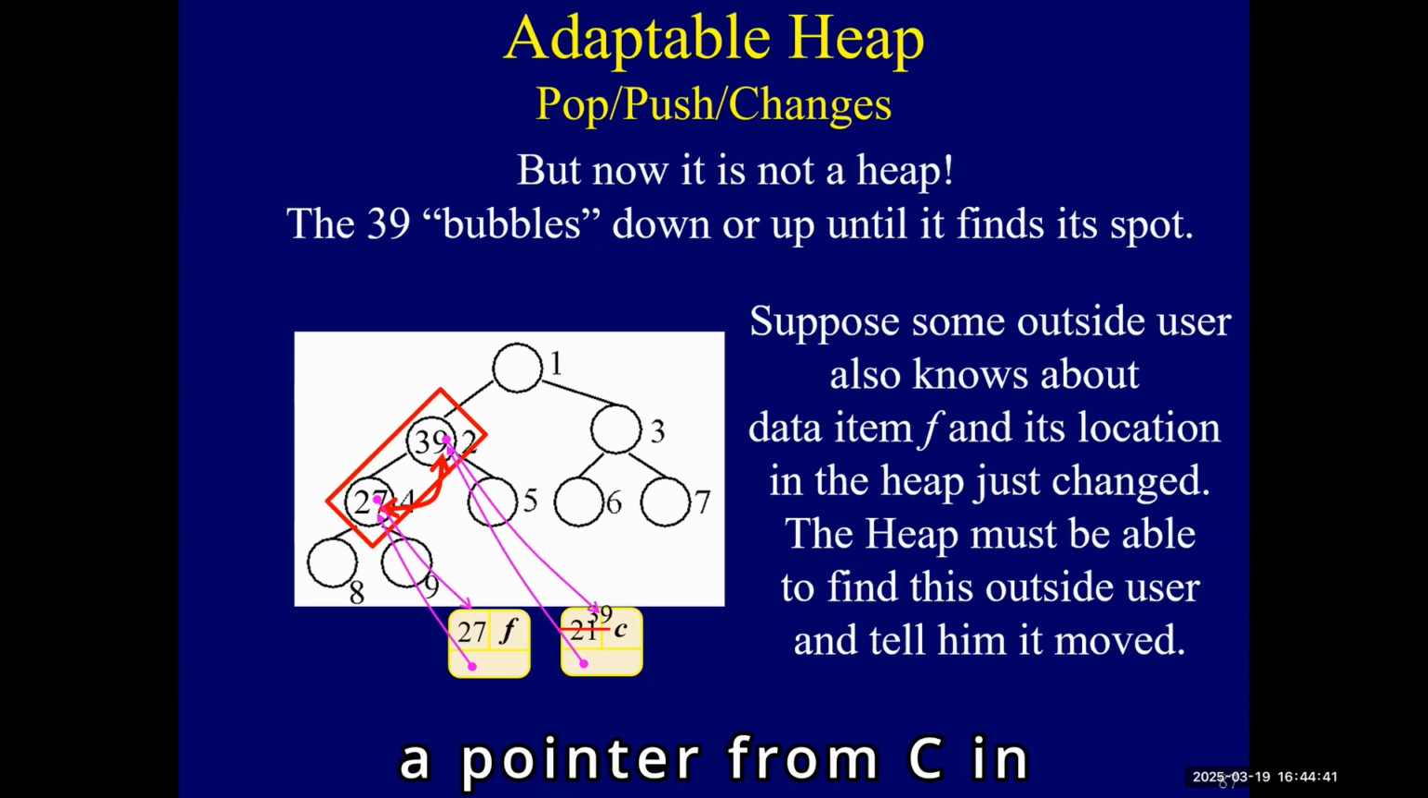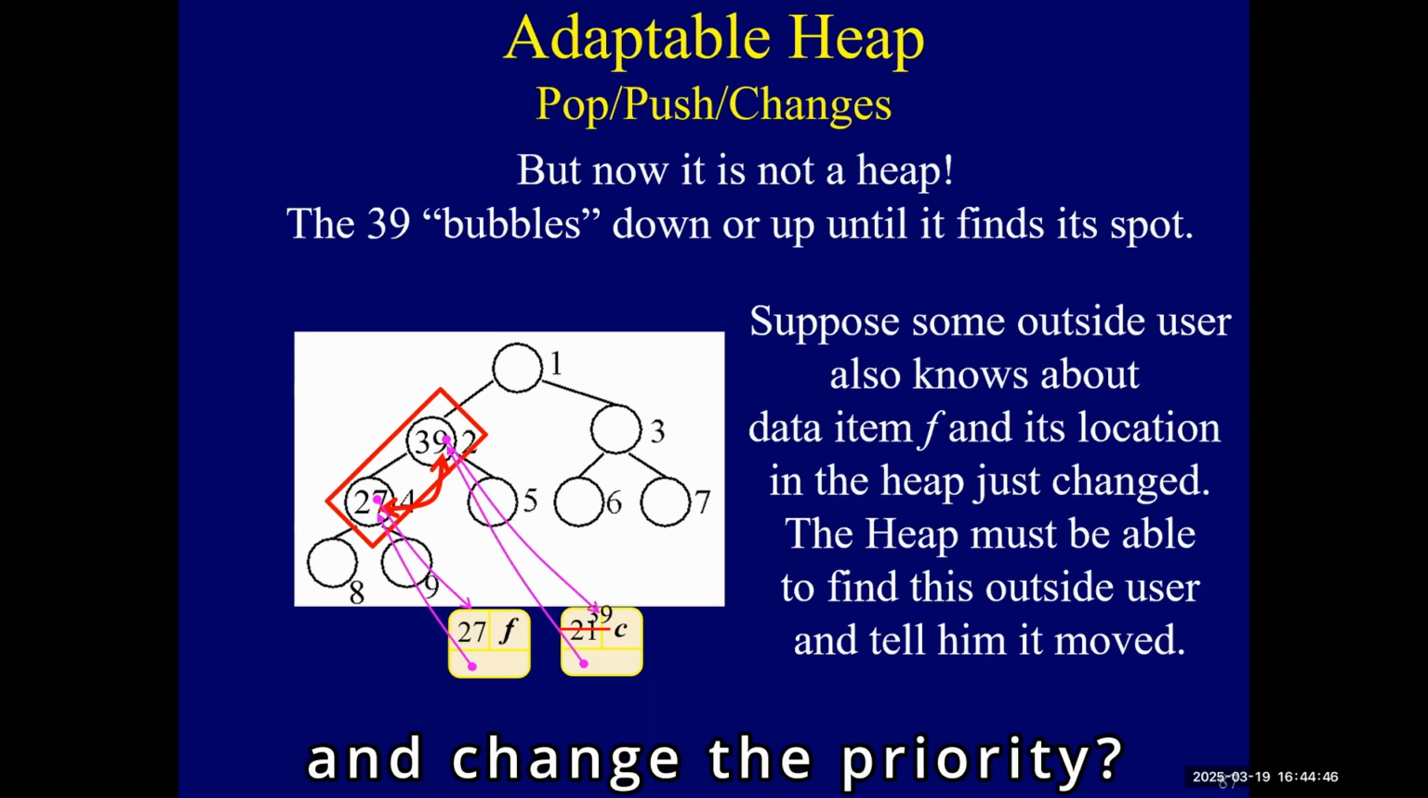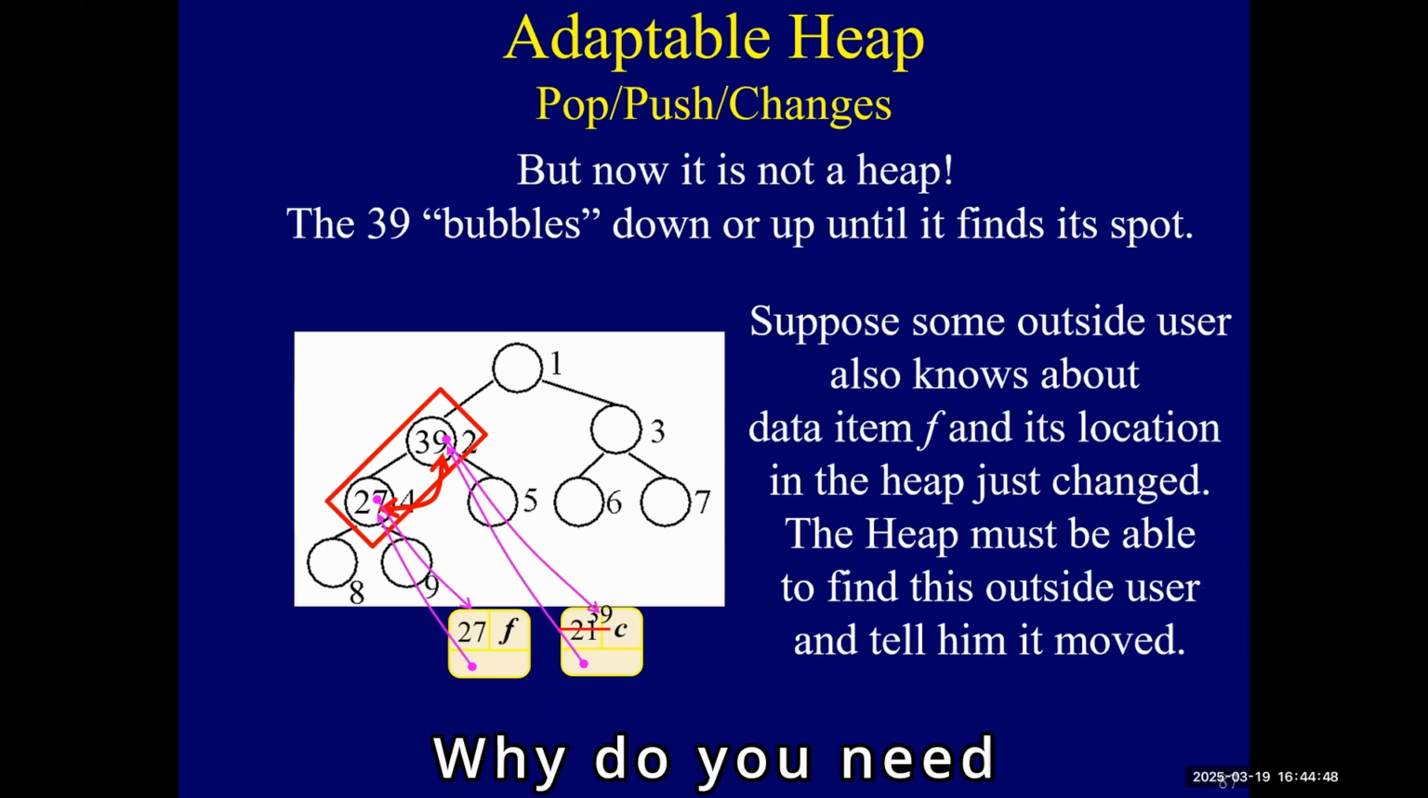Why do we need a pointer from C in? So that Mr. C can go in and change the priority. Why do you need pointers out? So we can tell Mrs. F to move. Right? Does that make sense?